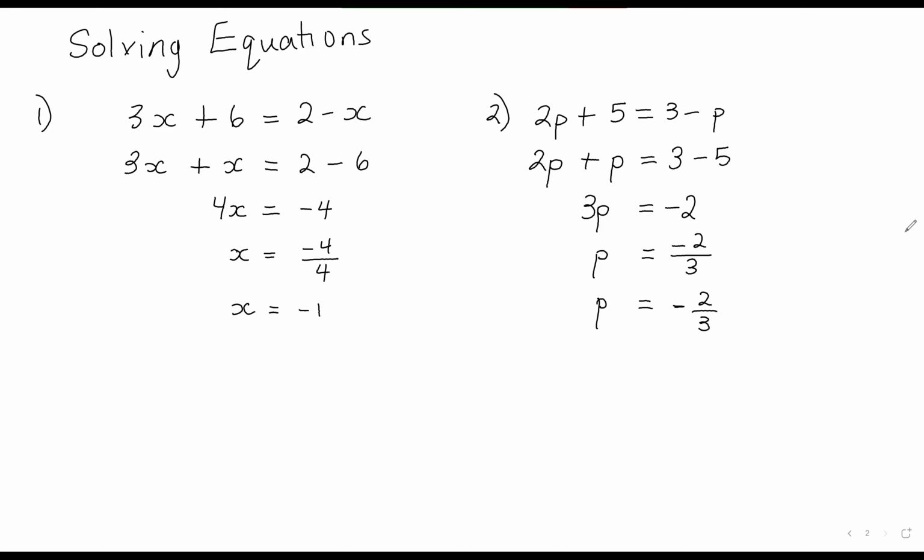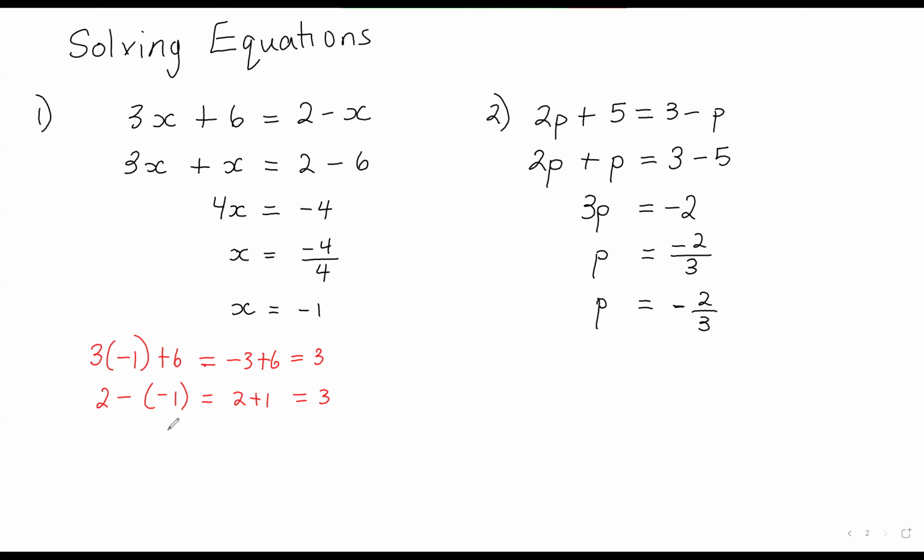Now, when you have to check your answer in any algebraic equation, you substitute the value that you got back into the original equation to see if the left-hand side is equal to the right-hand side. So if I substitute x as negative 1 into the left-hand side of equation 1, it will be 3 times negative 1 plus 6. And on the right-hand side, it'll be 2 take away negative 1. So 3 times negative 1 is negative 3, and negative 3 plus 6 is positive 3. And then 2 take away negative 1 is really 2 plus 1, which is 3.